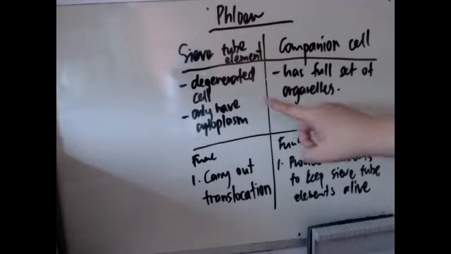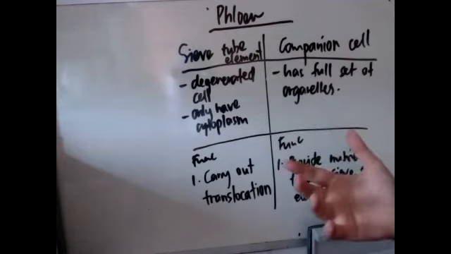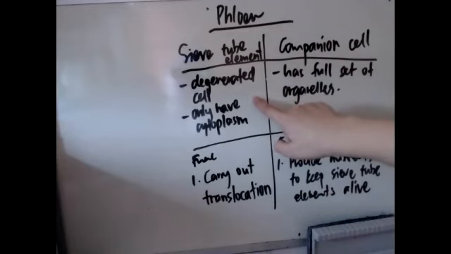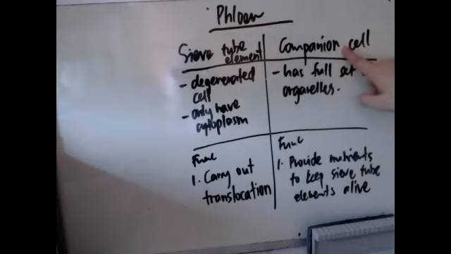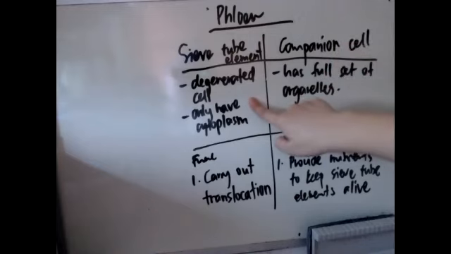Okay? But not having organelles means that the sieve tube elements might die because they cannot support themselves. So companion cells come around and support the sieve tube elements. Okay?